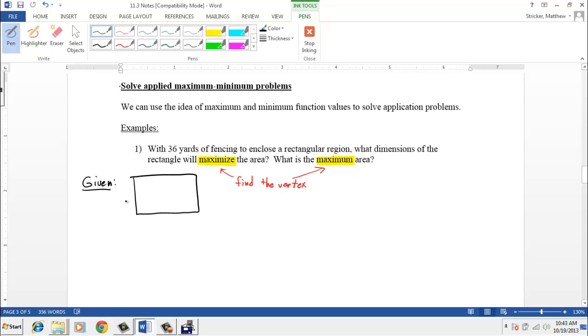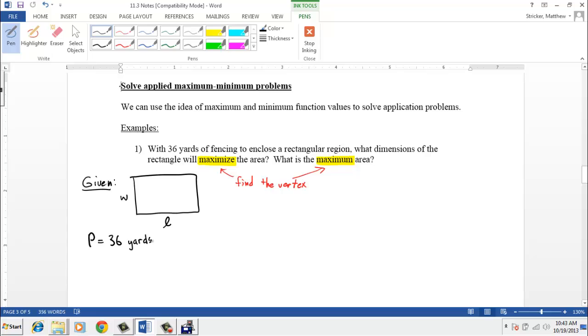We know that this rectangle has dimensions of width and length, and we also know that it has 36 yards of fencing. Now if this is a fenced in area, the fencing goes around the outside, and we have a special name in math or geometry for the distance around the outside of something. We call it the perimeter P. So the perimeter is 36 yards.